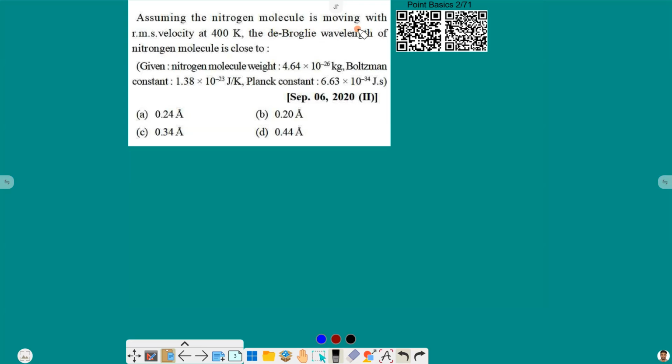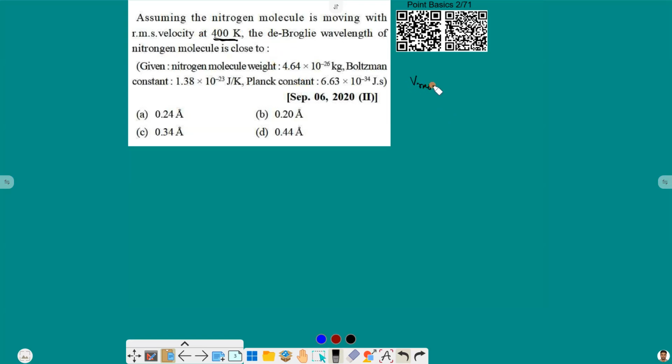Assuming the nitrogen molecule is moving with the RMS velocity at 400 Kelvin, what is the de Broglie wavelength of the nitrogen molecule? So here first we have to calculate the velocity, from that we will find out momentum, and then we can find out the de Broglie wavelength.